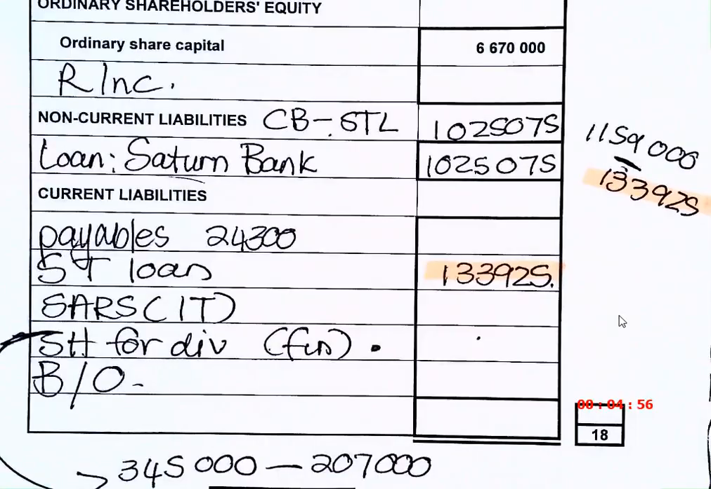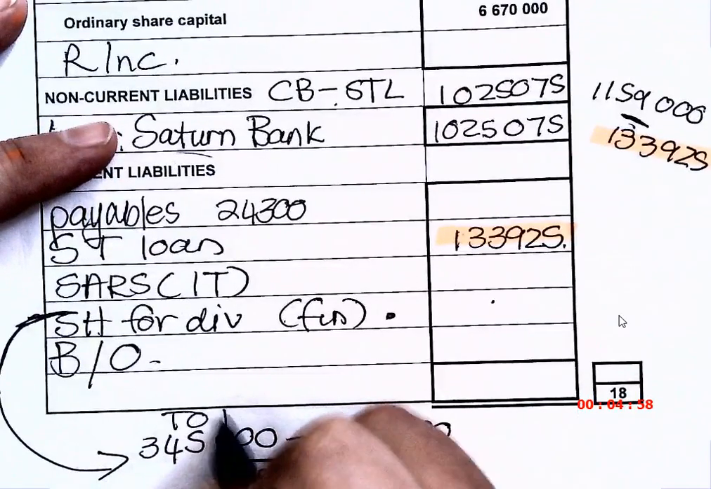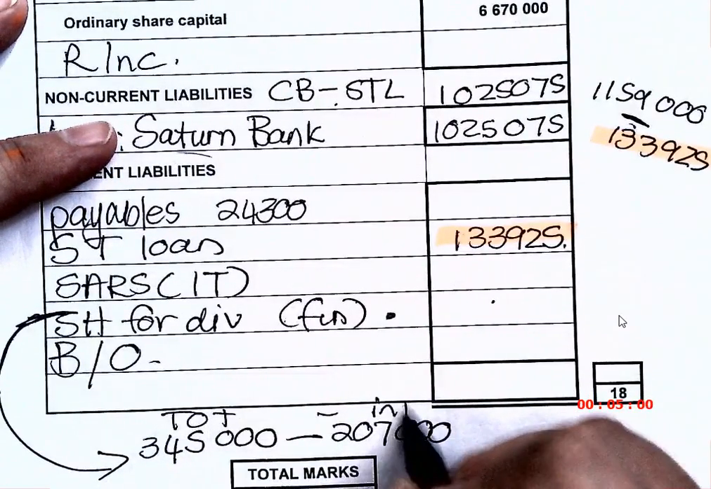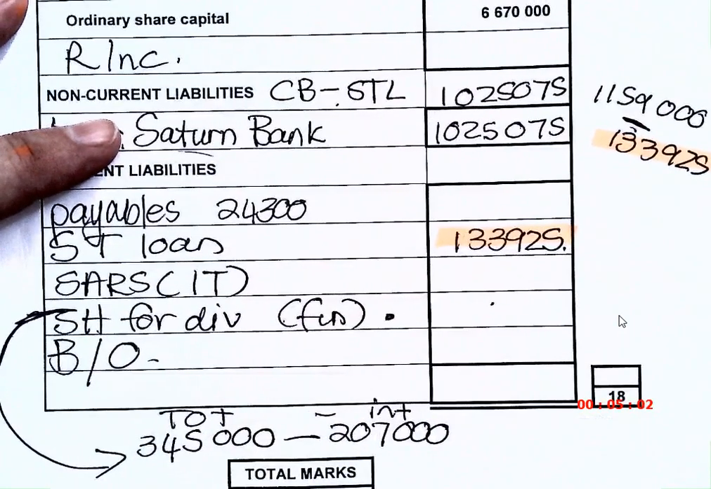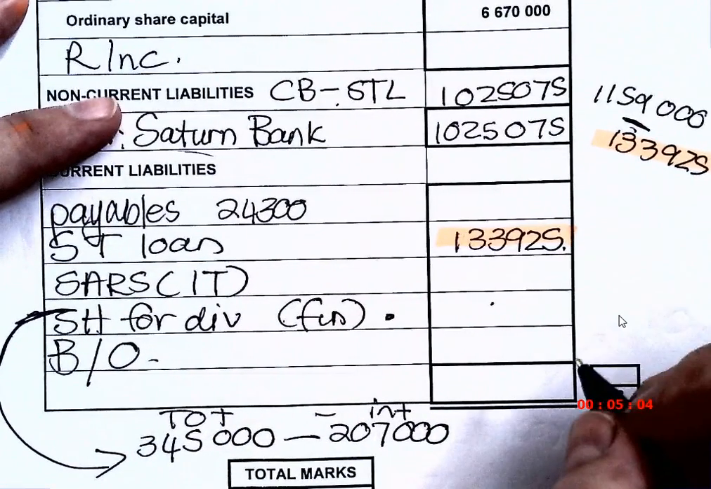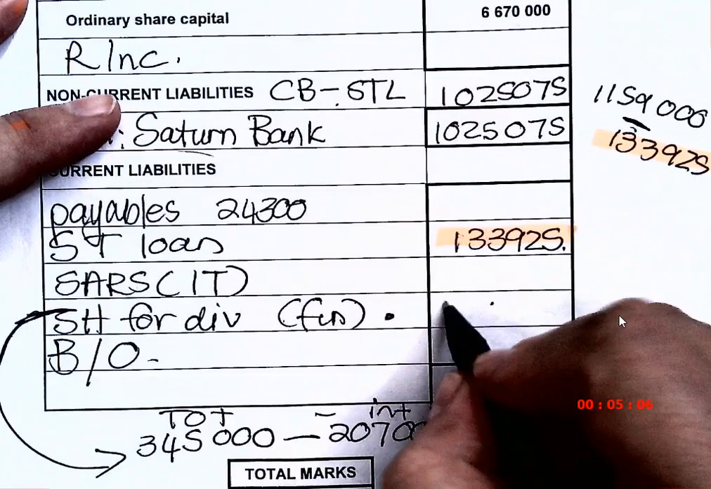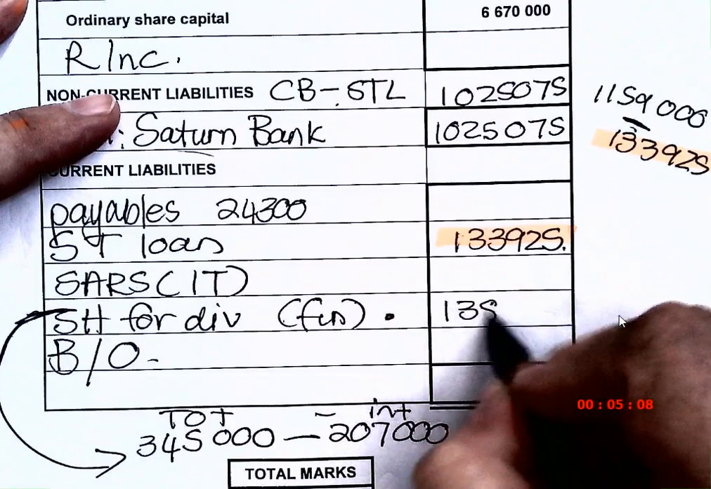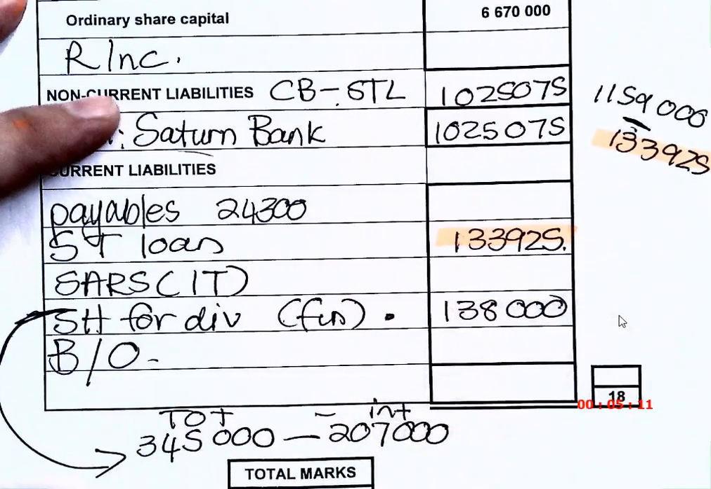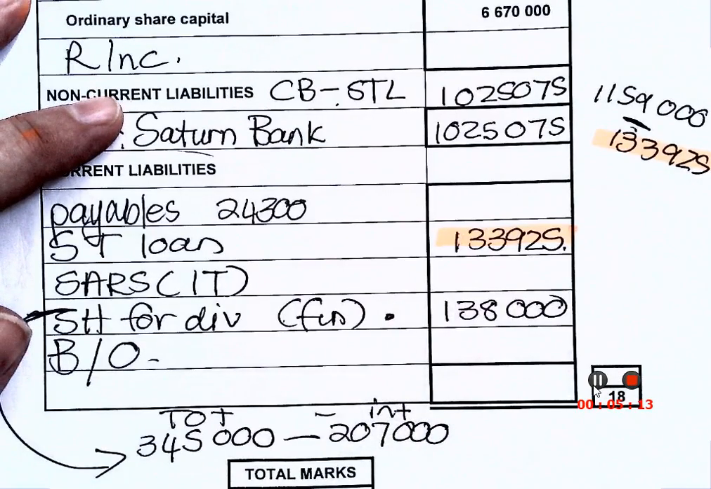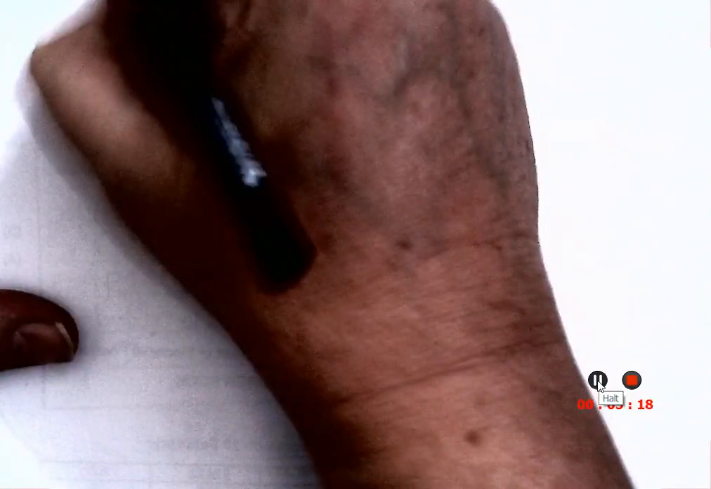So it means the balance is my final. So I took the total less the interim, and that will give me my final, which is what? Okay, yes, Emmanuel. Clear. So if I look, what is my steps?